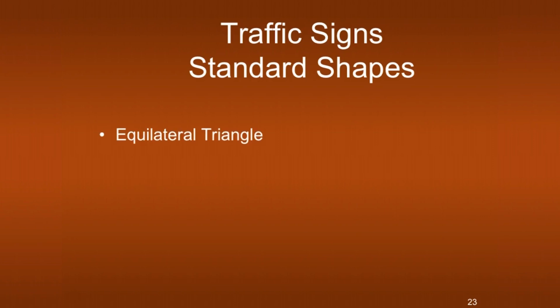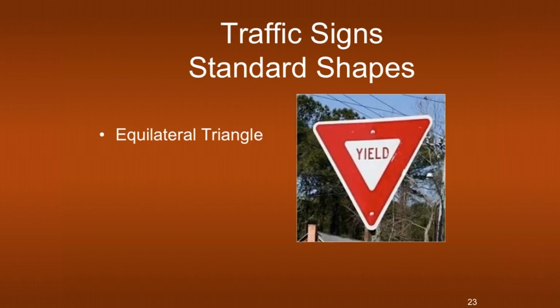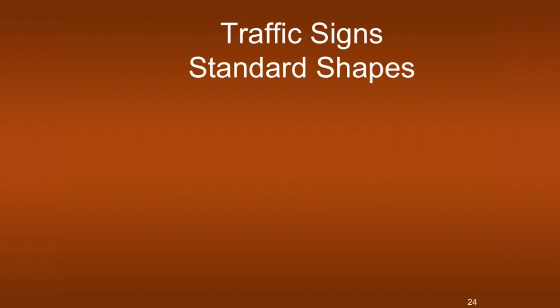The equilateral triangle, again, a unique shape, and it is yield. And you'll notice it's got a little bit of red in there, but not solid red. So remember, red is prohibitive. The yield sign is kind of unusual. Slow down. Be prepared to stop. So it is a red and white color. Again, it's always going to be that equilateral triangle shape.